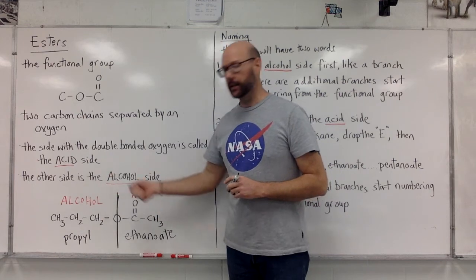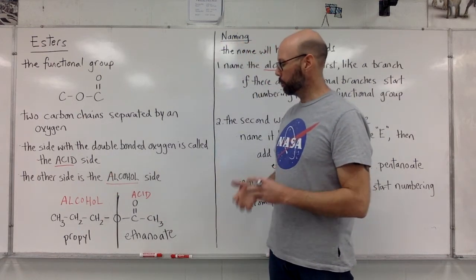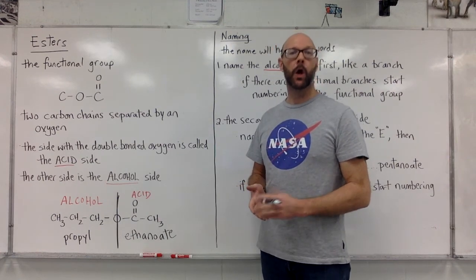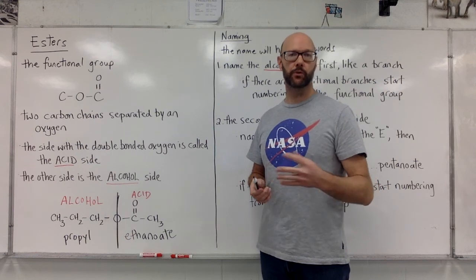The alcohol side shows up first in the name. We name it like a branch. This particular one is propyl ethanoate. We'll be doing some more examples in the next video. However, I hope this helps, this introduction to esters.